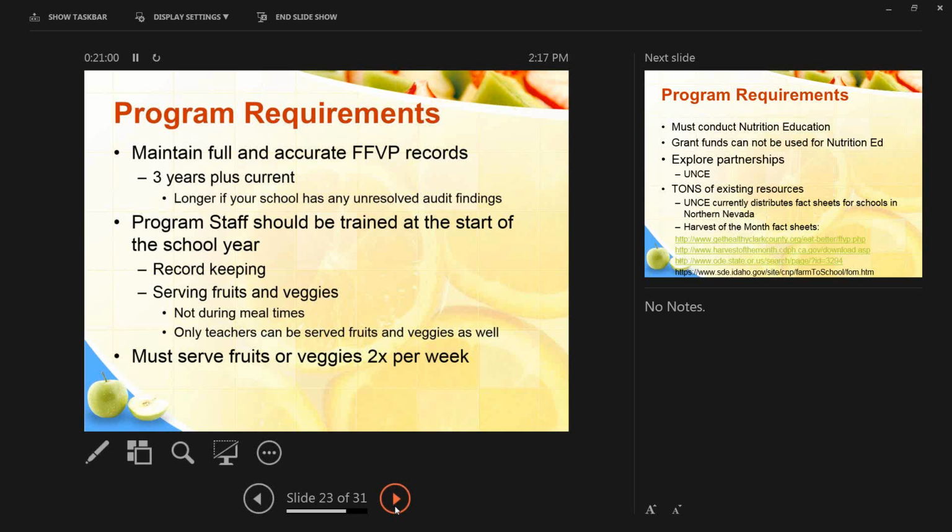So we want to make sure folks understand that it can't be given away to parents after school or to all school staff in general. It really needs to be those teachers that are in that classroom participating in the program. Also, there's a requirement to serve the fruits and vegetables at least 2 times per week.